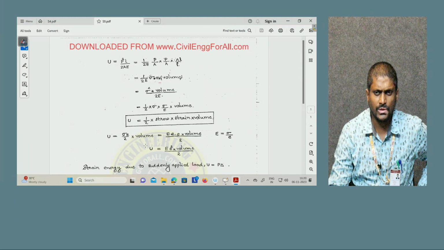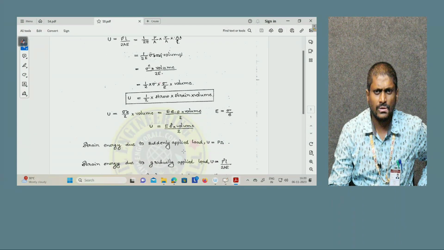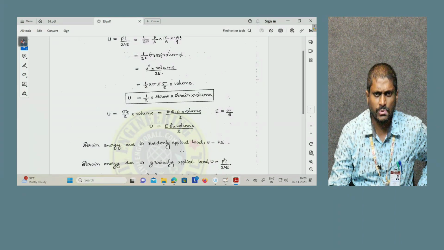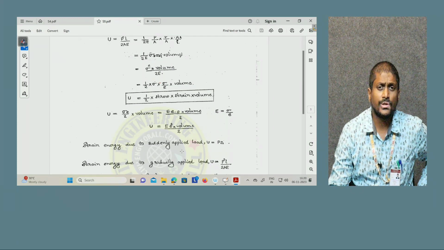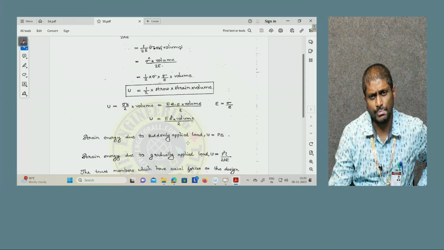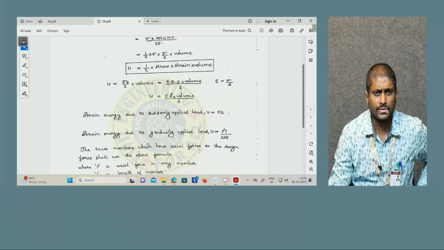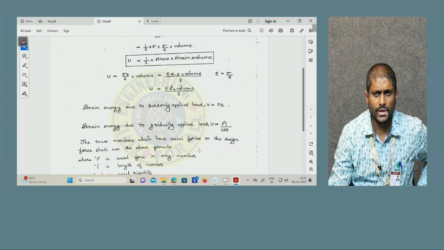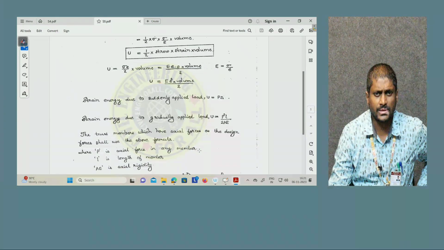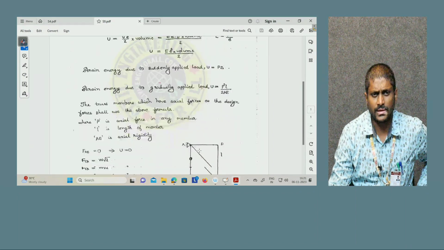Then E equals sigma by epsilon, that is stress by strain. Therefore U equals E, the Young's modulus, into strain square into volume by 2. Therefore strain energy due to suddenly applied load is U equals P into delta, whereas strain energy due to gradually applied load is U equals P square L by 2 AE. For members which have axial forces as the design forces, we shall use the above formula, where P is the axial force in any member, L is the length of the member, and AE is the axial rigidity.